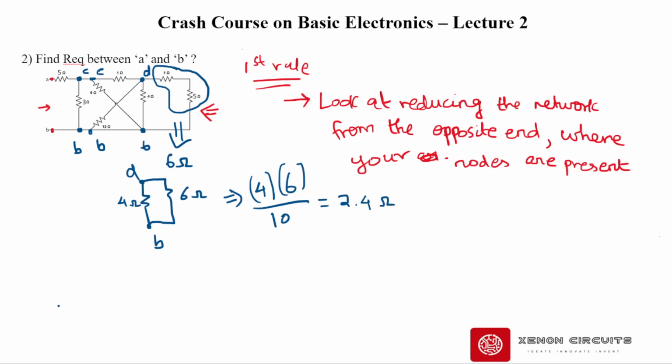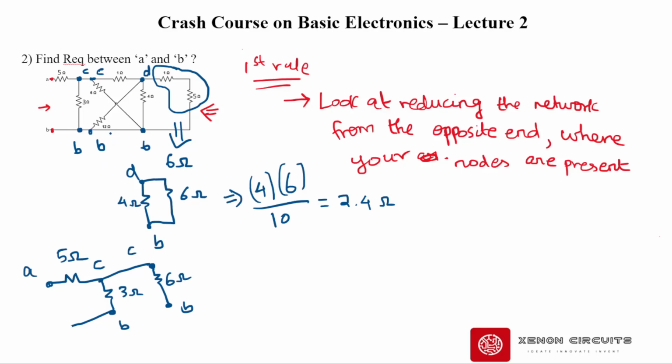Now, we will simplify the circuit further. So this is A, 5 ohm, and then I have 3 ohm, this is B, and then I have C, then one more C, which has 6 ohm, correct?